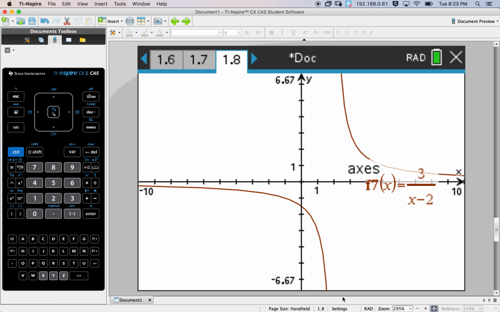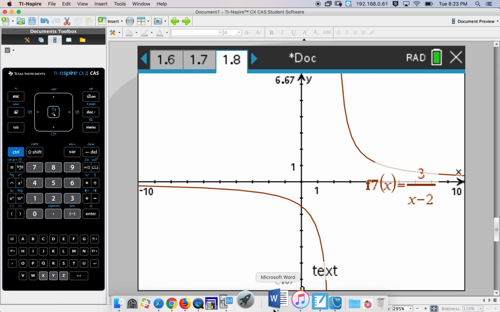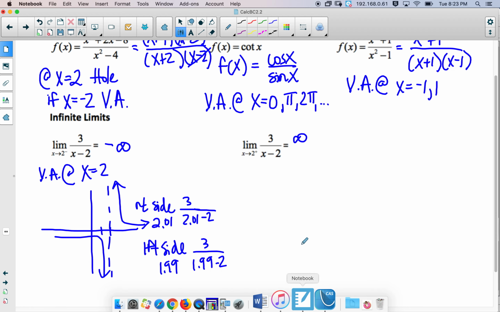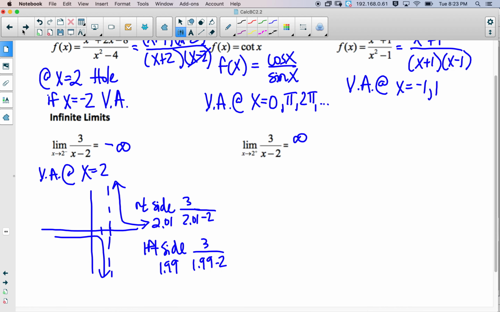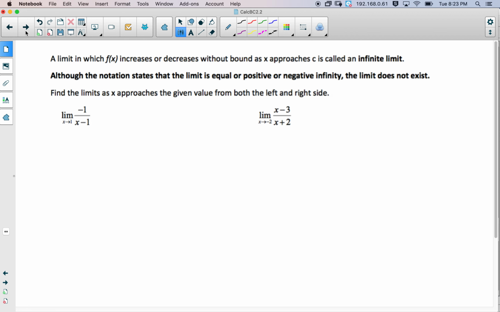We have a vertical asymptote at 2. From the right-hand side, we're going to positive infinity, and from the left-hand side, we're going to negative infinity. So without even using a calculator, we were able to figure that out. So good job to us. We did a nice job. Okay, let's apply the same strategy to a couple other problems.